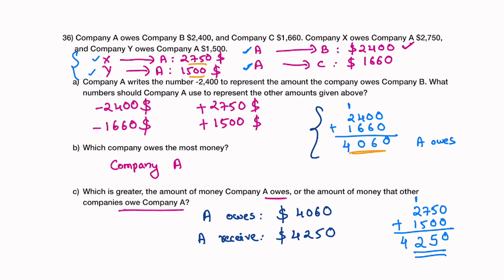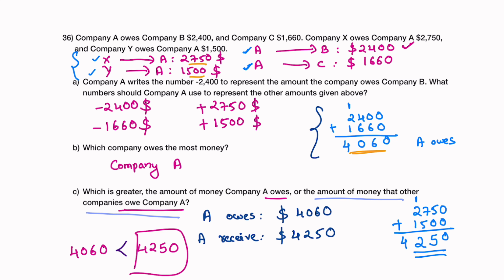So which number is bigger from these two numbers? 4060 or 4250? Let me write the numbers here. 4060 and 4250. What's the sign here? 4060 is less than 4250, which means which amount is bigger? This amount is bigger. The amount of money that other companies owe to company A is more than what it owes to other companies. And it's done. Let's go to the next one.